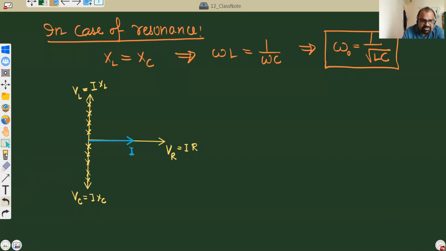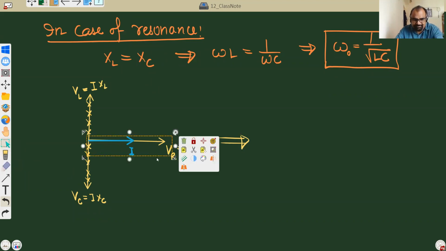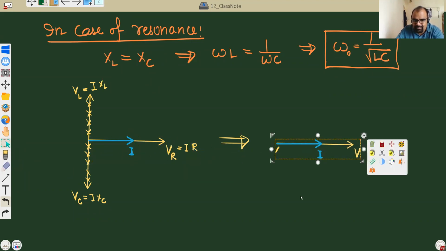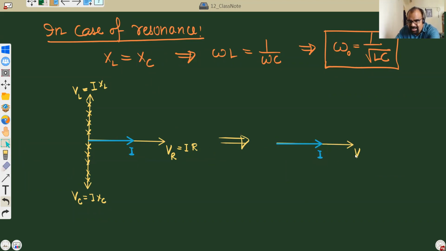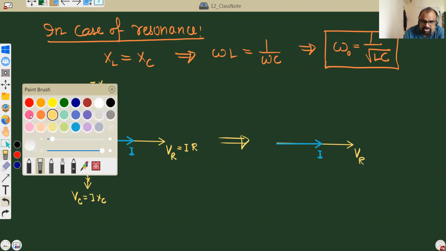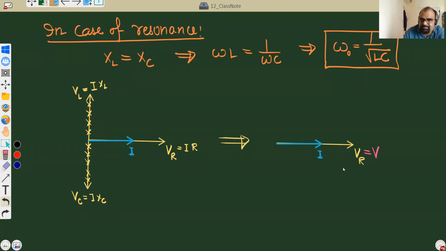So how will your phasor diagram look like? Your phasor diagram will be simply this part. Isn't it? And this phasor itself, of course, it is VR phasor, but then that will be equal to the source voltage also, because this is the only remaining part. What is the phase difference between current and source voltage? No phase difference.